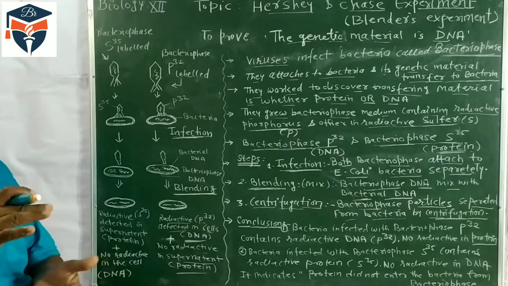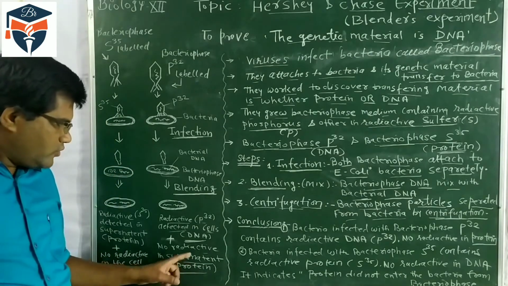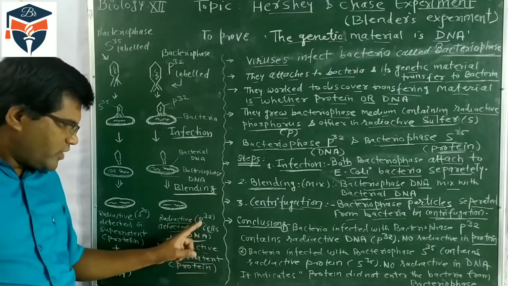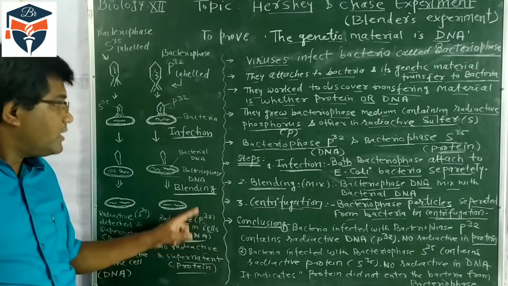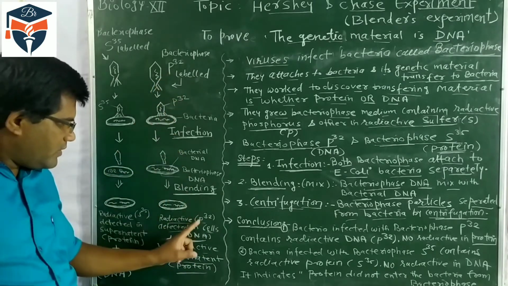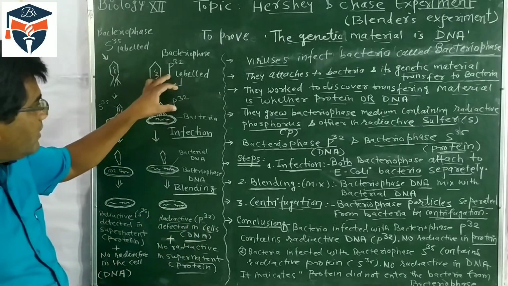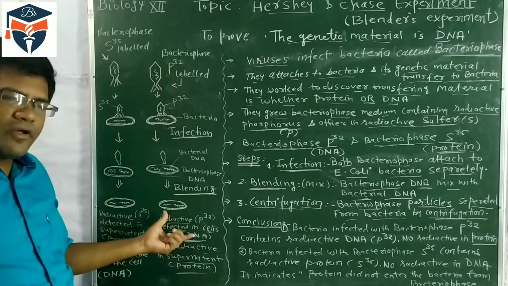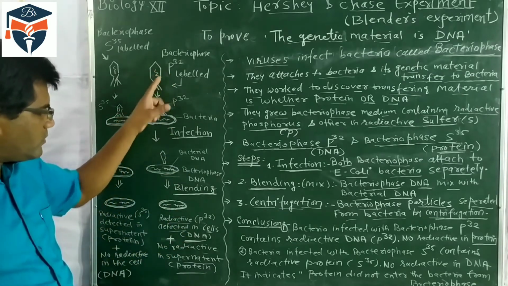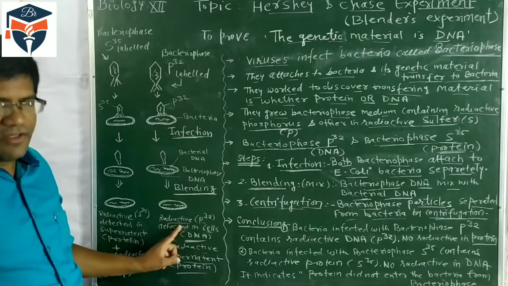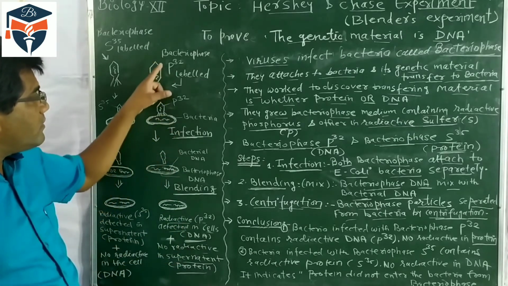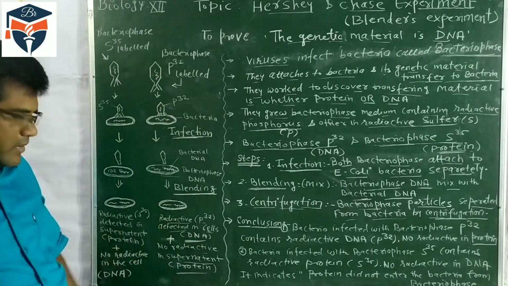The suspension part is the light part, where there was the protein. So in the suspension part there was no phosphorus. It means the DNA contained the radioactive phosphorus. It's proved that phosphorus is a component of DNA. So this phosphorus comes in the DNA, and so the DNA is the genetic material.